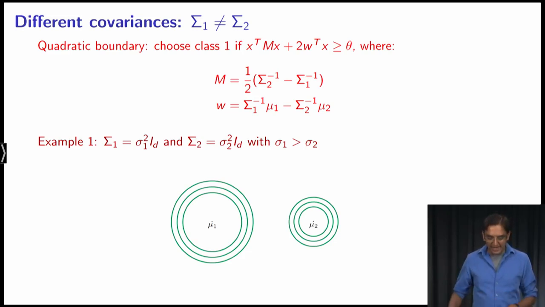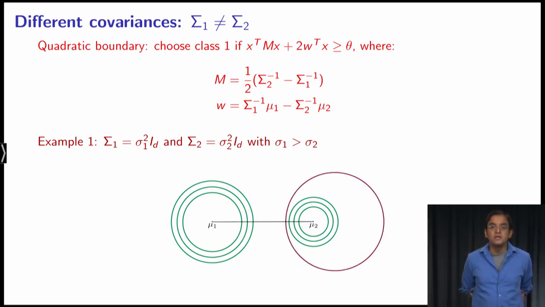The one on the left has a larger variance, so maybe its covariance matrix is 4 times the identity, whereas the one on the right might just be the identity. Okay, so the variance is higher on the left. What kind of decision boundary do we get in this case? Let's take a look. So here's what results.